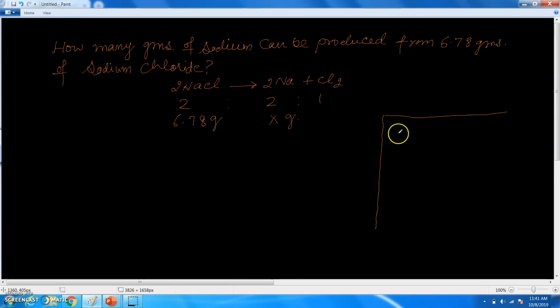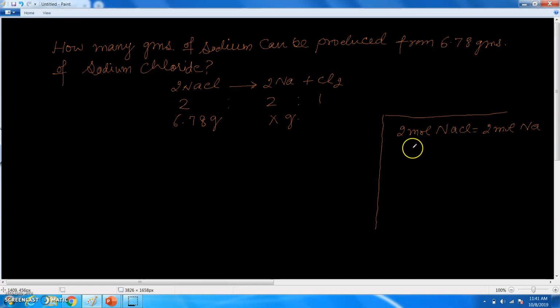First thing we will see, 2 sodium chloride. That means 2 mole. This is the molar ratio. 2 mole sodium chloride is equal to 2 mole sodium. Every single problem must have mole ratio. So this is the mole ratio. 2 mole sodium chloride produces 2 mole sodium. You have to write these formulas along with this.